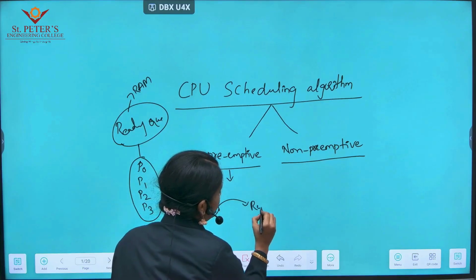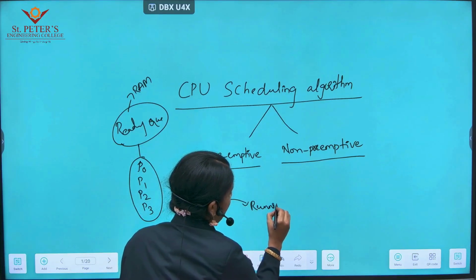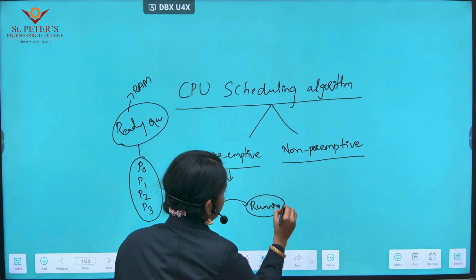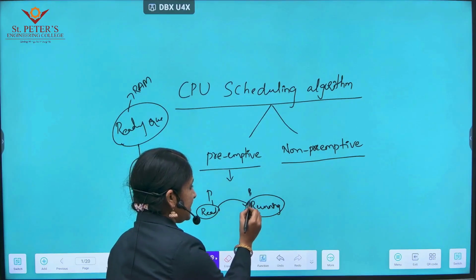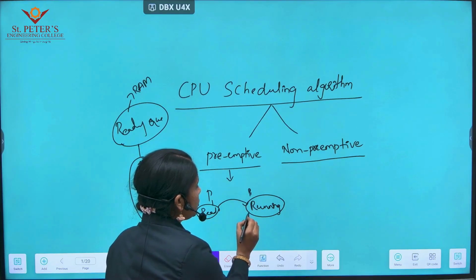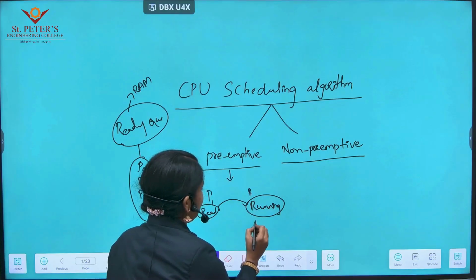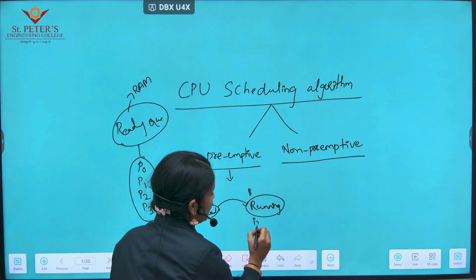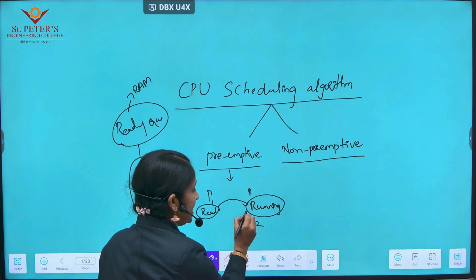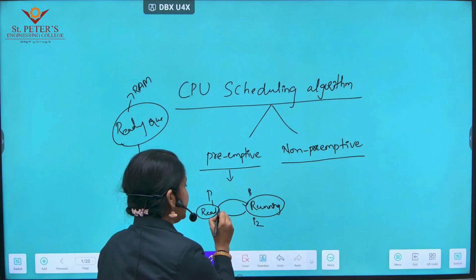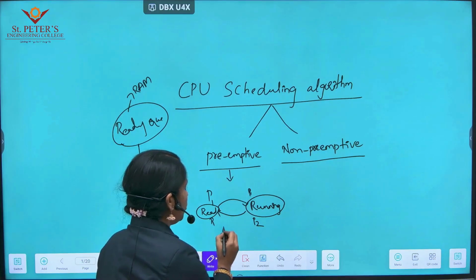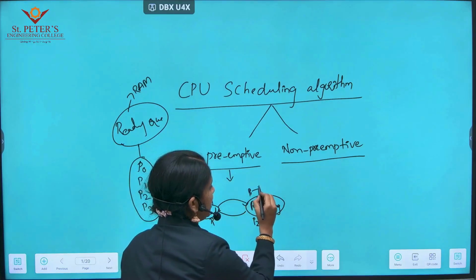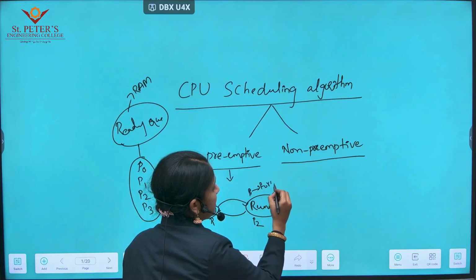So preemptive means a process came from the ready queue to the running state, the P1 process is executing. Then P2 came to the running state at that same time. What happened? The CPU is taken back from P1 and P1 is sent back to the ready queue. So here P1 is forcefully stopped.